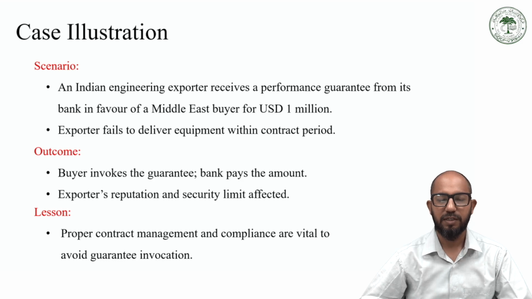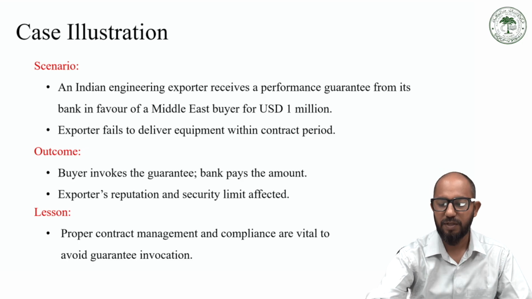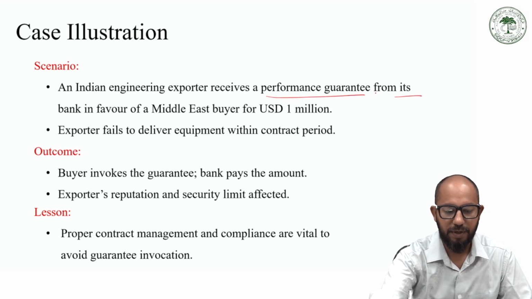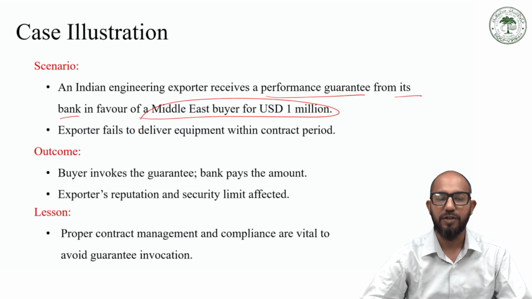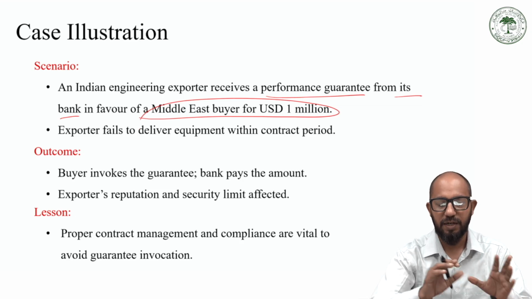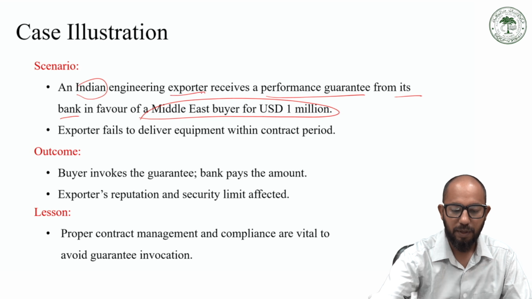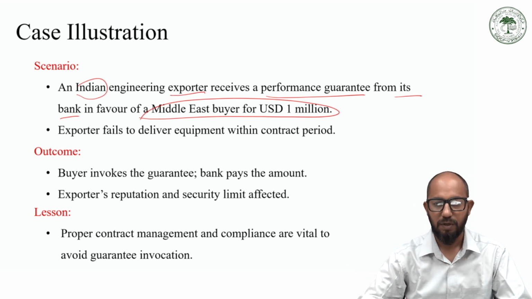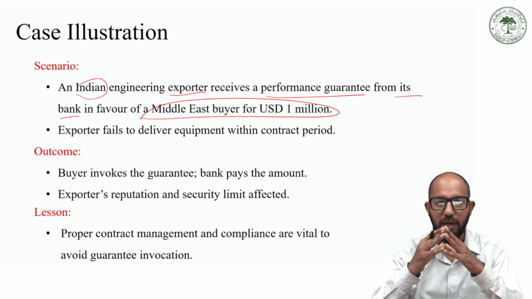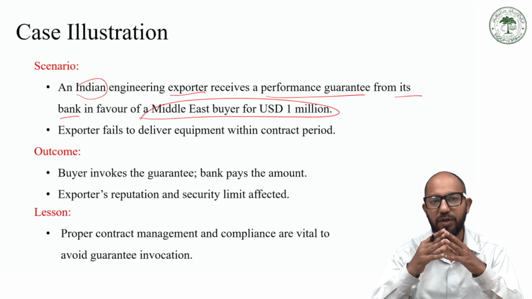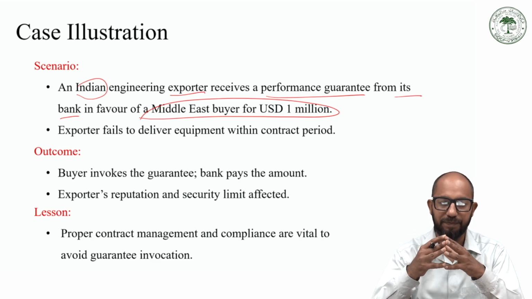Dear students, let us now try to focus on a case illustration. We have taken a scenario. An Indian engineering exporter receives a performance guarantee from its bank in favor of Middle East buyer for 1 million United States dollar. So we have an Indian exporter and a Middle East importer. So both are coming together, but the guarantee is related to performance. And the total valuation or amount is 1 million United States dollar.